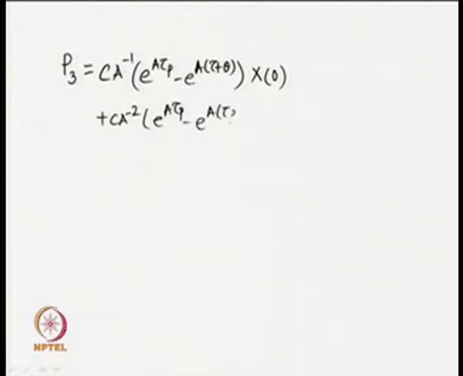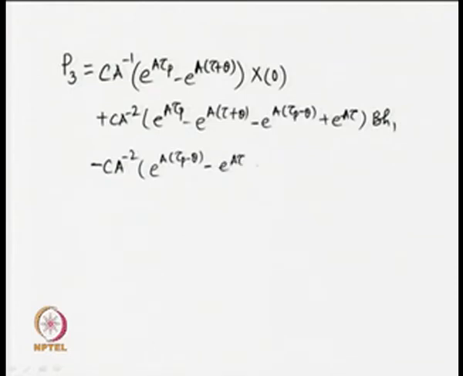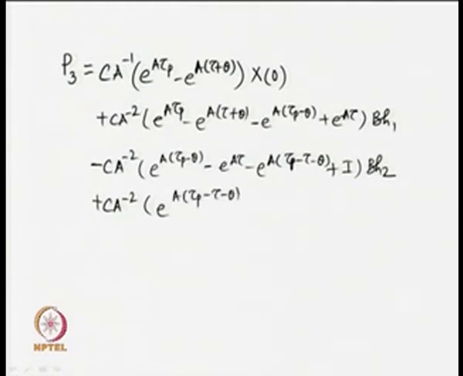No, this will be tau: e to the power A tau plus theta minus e to the power A tau p minus theta plus e to the power A tau B h1, minus C A to the power minus 2 with terms e to the power A tau p minus theta minus e to the power A tau minus e to the power A tau p minus tau minus theta plus I times B h2, again plus C A to the power minus 2 e to the power A tau p minus tau minus theta minus I B h1, with the last term minus C A inverse B h1 times tau p minus tau minus theta.